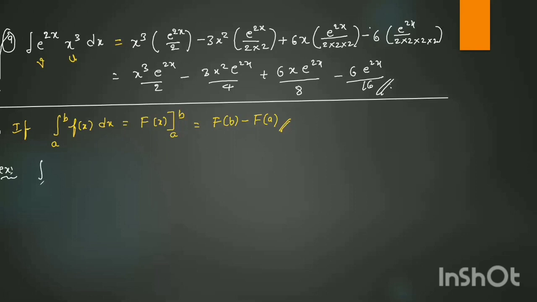Example. Integration of 0 to 1 e to the power x dx. First integrate. E to the power x integration is e to the power x. Limits are 0 to 1. Now in place of x, you need to substitute 1. So e to the power 1 minus, because we have to write minus, in place of x, substitute 0. So e to the power 0. The answer is e to the power 1, e to the power 0 is 1, so e minus 1. This is the answer. And we don't write plus c. When we get limits for the integration, we don't write plus c. These are definite integrals.